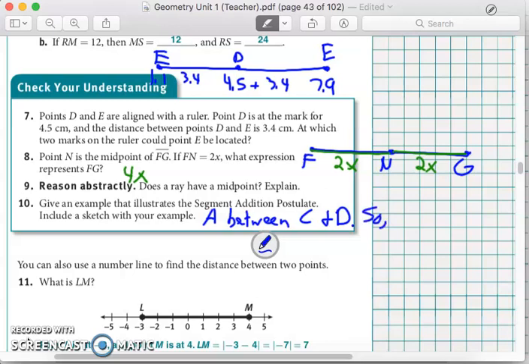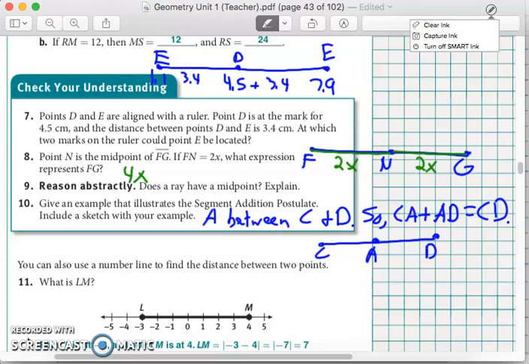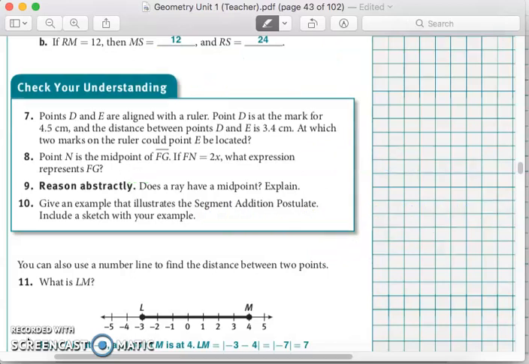So CA plus AD equals CD. Right, so that's an example of the segment addition postulate. And if you drew a picture of it, you've got A between C and D. So that would be good enough to explain the segment addition postulate and have a picture drawn. Okay, so hopefully you understood those and don't have any questions.